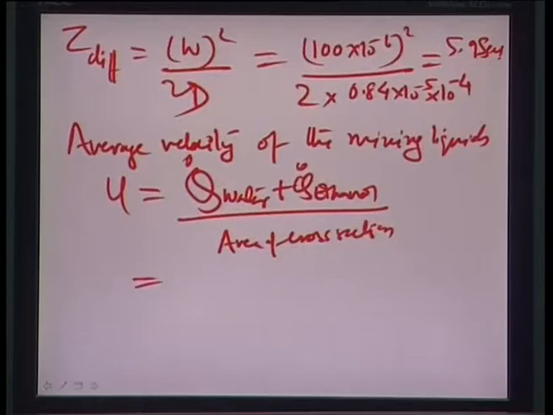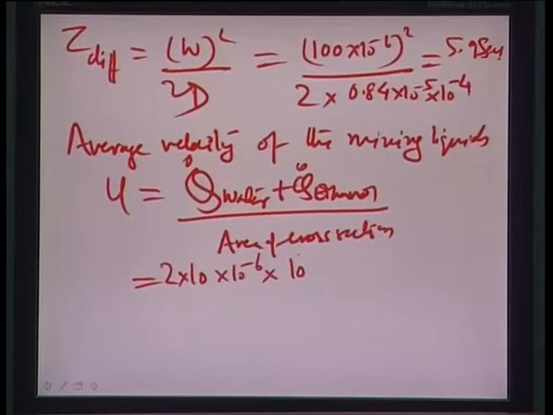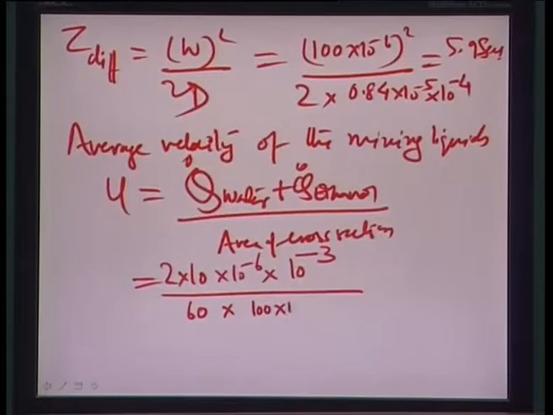And so here essentially both the flows are flowing at a rate of 10 microliters per minute, which means it is 2 times 10 to the power minus 6 liters, which is 10 to the power minus 6 into 10 to the power minus 3 meter cube, and this is per minute, so you have to divide by 60. And then the area of cross section is of course 100 micron square, so 10 to the power minus 6 square. So this effectively comes out to be equal to a flow velocity of 33.33 times 10 to the power of minus 3 meters per second.